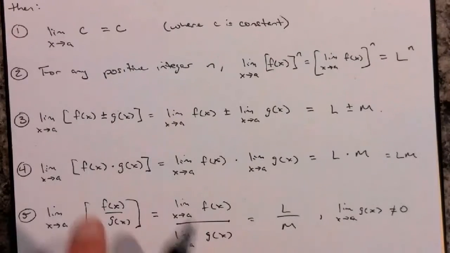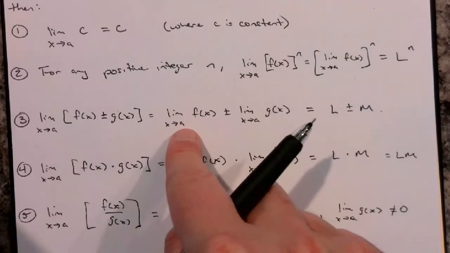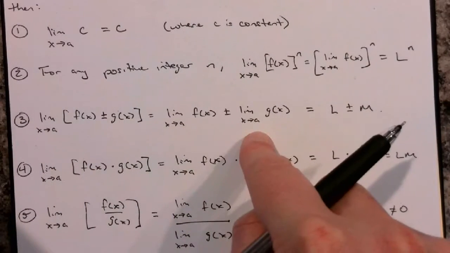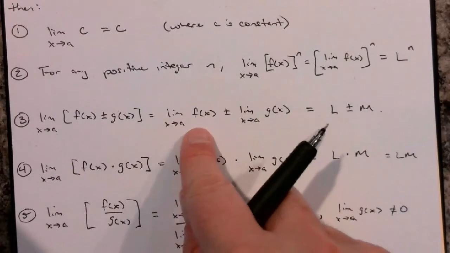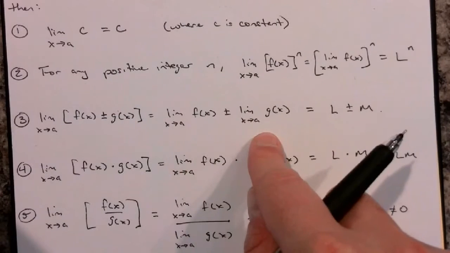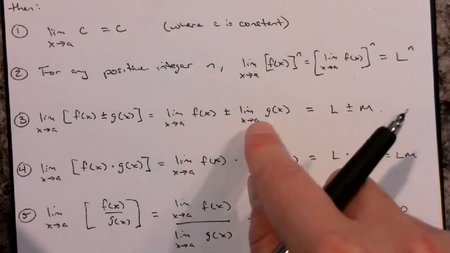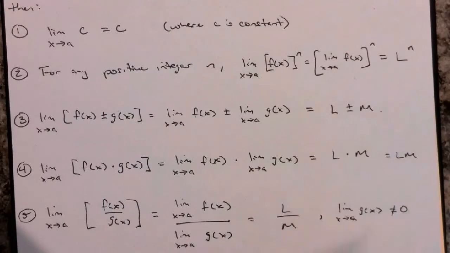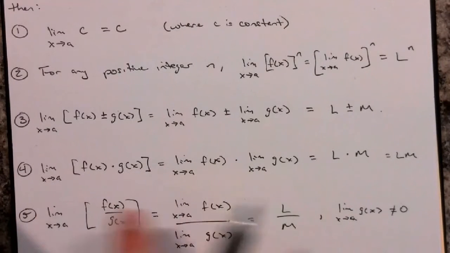The limit as x approaches a of two functions either being added or subtracted, you can take the limit of each function individually and then just add their limits. So this is why the limit as x approaches a of f of x plus or minus g of x is just equal to this limit, which was L, plus or minus this limit, which was m.